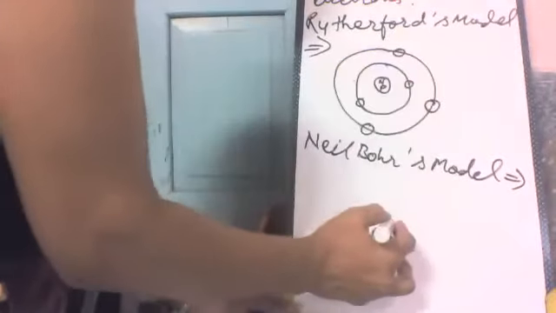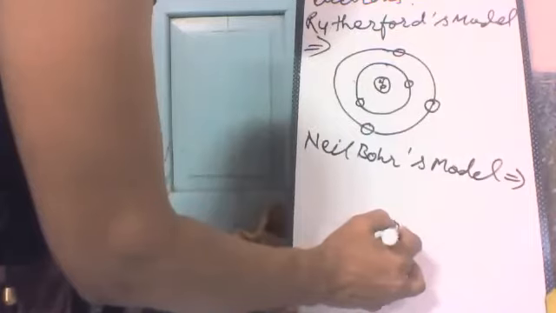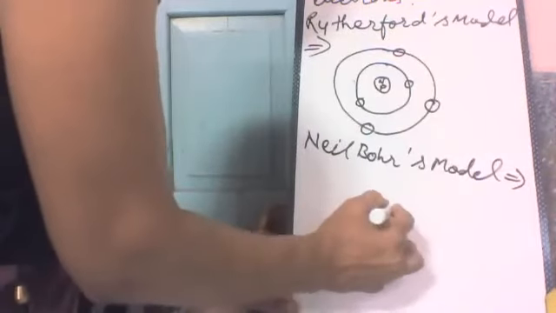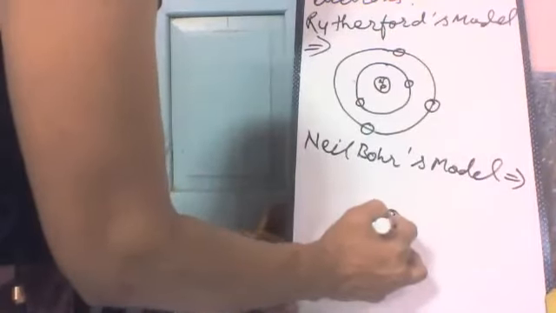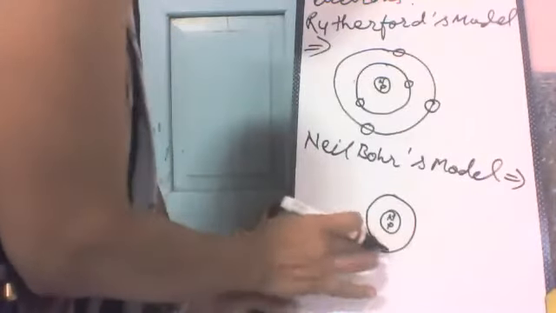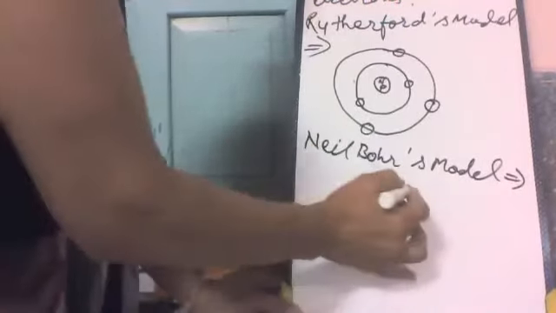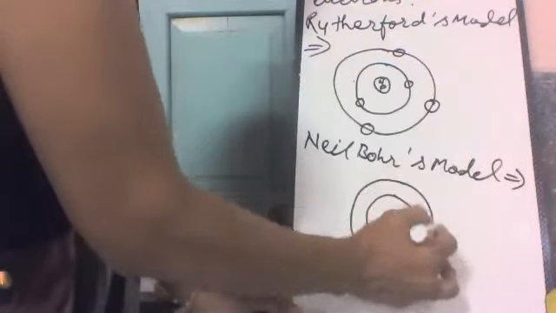According to Bohr, the orbiting electrons were grouped together in shells. This is all the same as Rutherford: protons and neutrons at the center, and electrons moving around the nucleus, grouped together in shells.